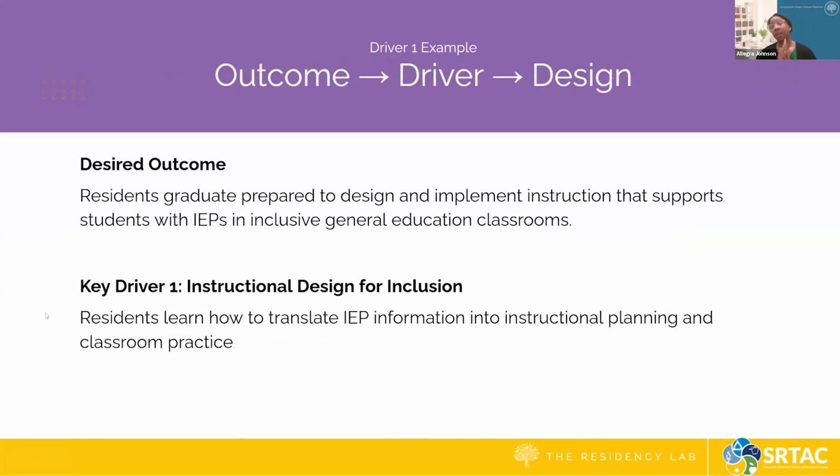All right, so starting with our example. Say the overarching desired program outcome that you have is that you want all of your residents to graduate prepared to design and implement instruction that supports students with IEPs in general education classrooms. That is your desired overall programming outcome. If we were to look at this through the lens of the different drivers, looking at key driver number 1, instructional design, how could we think about how to build our residents' ability to translate information that's in the IEP to instructional planning and to classroom practices? How can we backwards design this to happen?